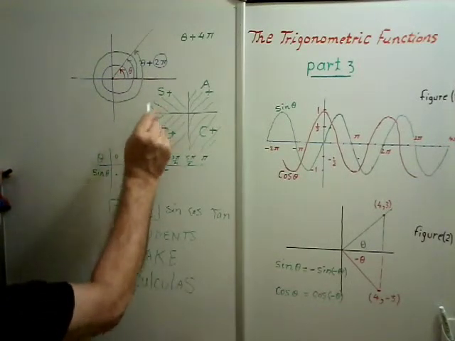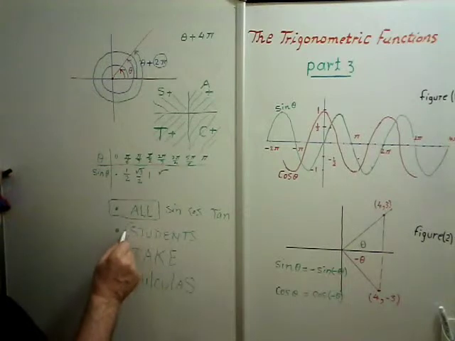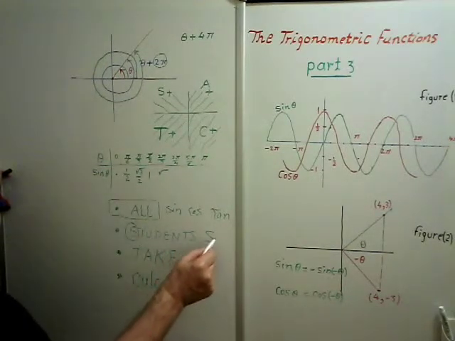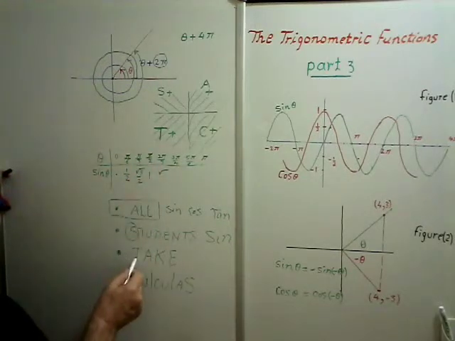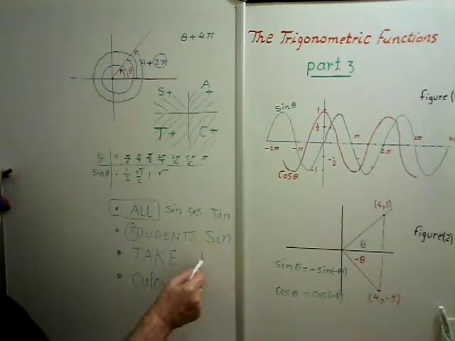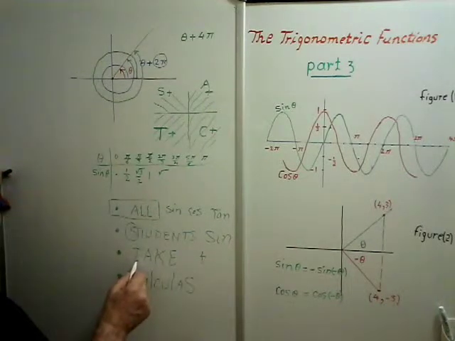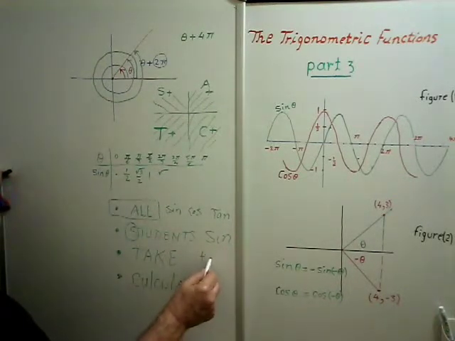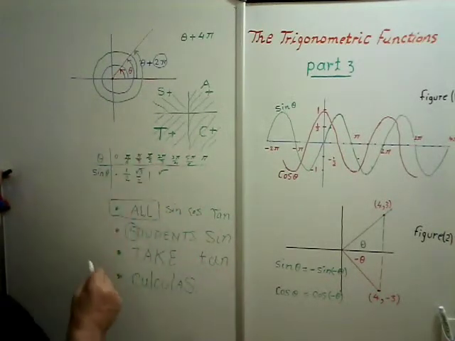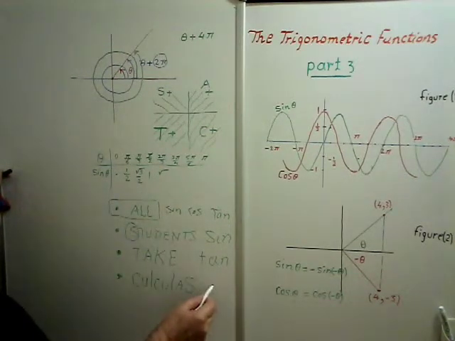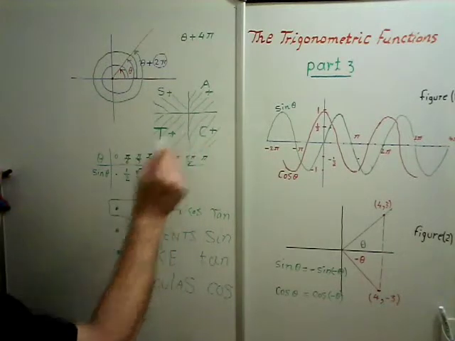For the second quadrant, we said student, the first letter S. That means only sine is positive. The third quadrant here, T is the first letter of take. That means tan. The first letter for take is T, which is the same starting of tan. Tan is positive at the third. And calculus, the first letter is C, which is the first letter of cosine, is positive at the last quadrant.